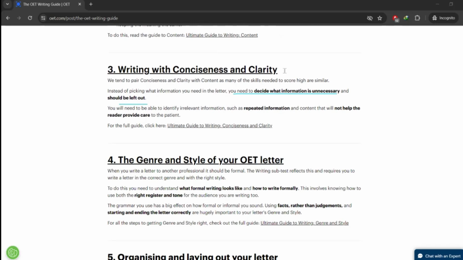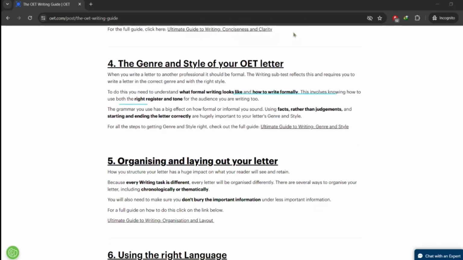Okay, what is next? The genre and style of your OET letter. What does it say? When you write a letter to another professional, it should be formal. Again, it goes without saying. The writing subtest reflects this and requires you to write a letter in the correct genre with the right style. To do this, you need to understand what formal writing looks like and how to write formally.